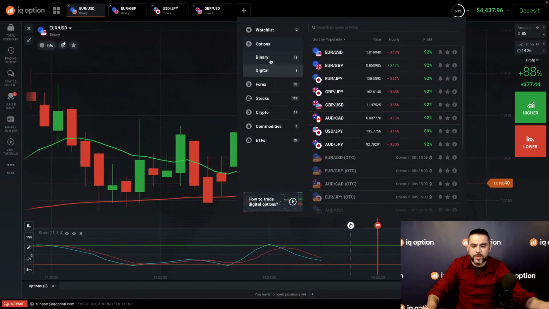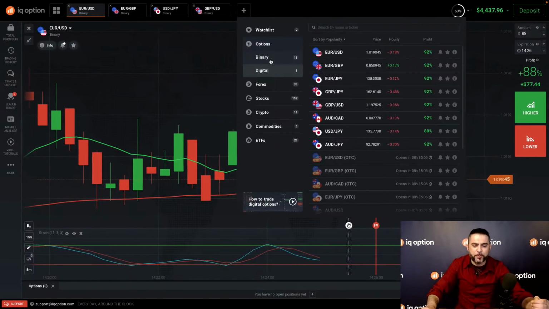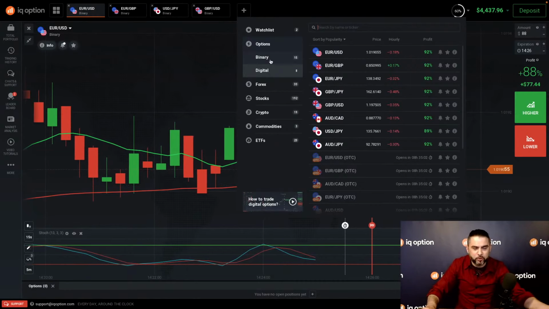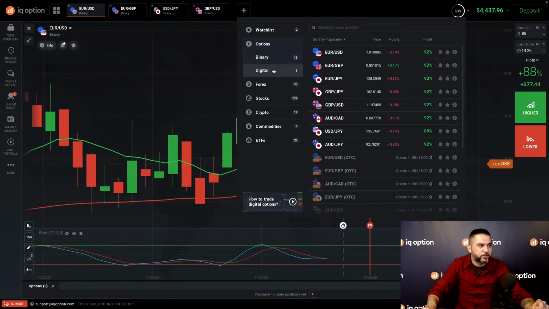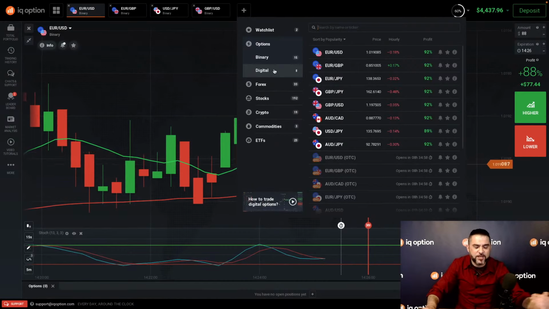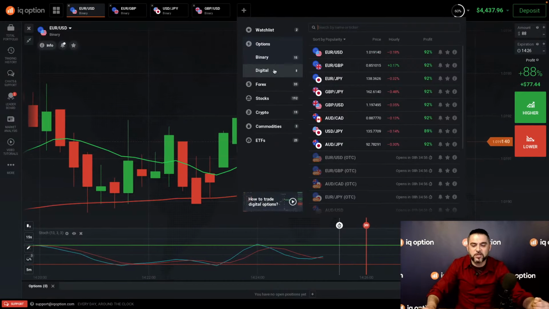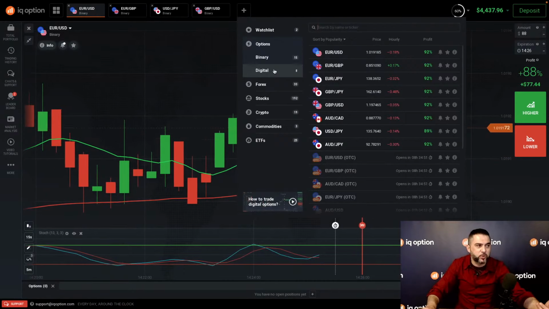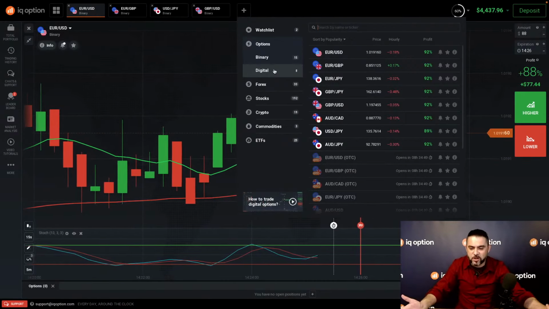If your binary trade ends exactly where you opened the trade, it's called an equal trade, and your investment is returned back with no profit, but you get your investment back. On digital, if that happens and it ends on the entry point, it's not considered an equal trade. There is no equal trade on digital options. It's considered a losing trade. So this is something you have to ask yourselves.